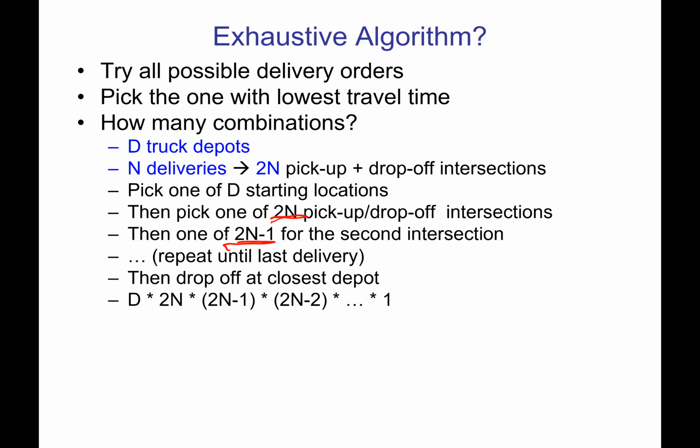Okay, but if I multiply this out, it's a big number. It's D for where do I start? Then 2N options of what intersection to go to. Now, N of those are illegal, but my algorithm doesn't really think about that. And then every time I make a pickup or a drop off, my number of choices goes down by 1. But yeah, this is factorial. So it's D times (2N) factorial. Maybe you could code it in a more tricky way, and you might be able to get this (2N) factorial down to N factorial. Okay, but it's still a really big number, so it doesn't matter too much for our purposes.